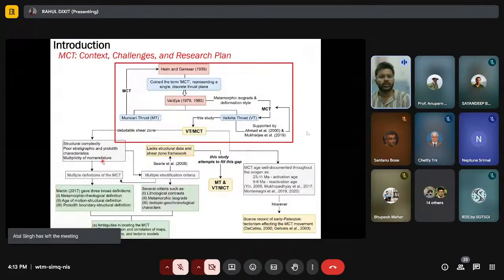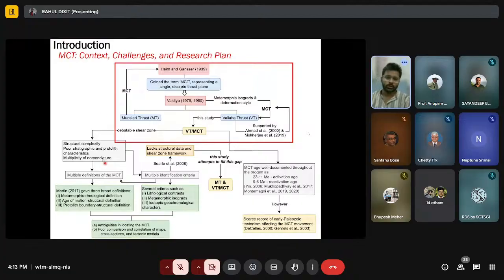So, starting with the history of the main central thrust, the journey of the history of the main central thrust starts with the work by Heim and Gansser in 1939, when they coined this term, main central thrust, MCT. They said that it represents a single discrete thrust plane, and that work was mainly carried out along the Kali River valleys in Kumaon Himalaya.